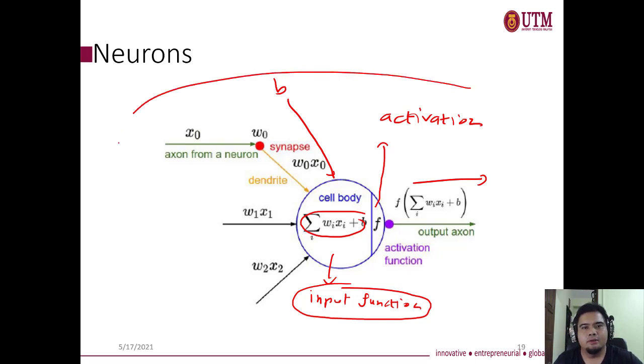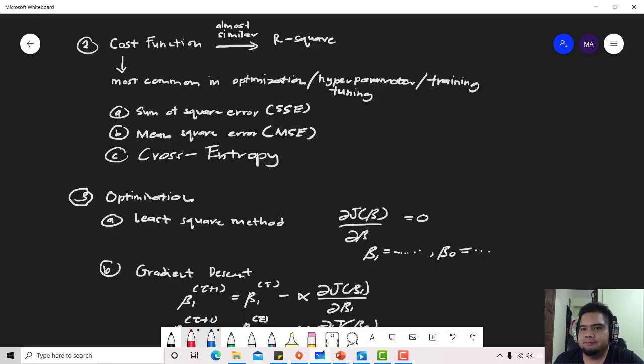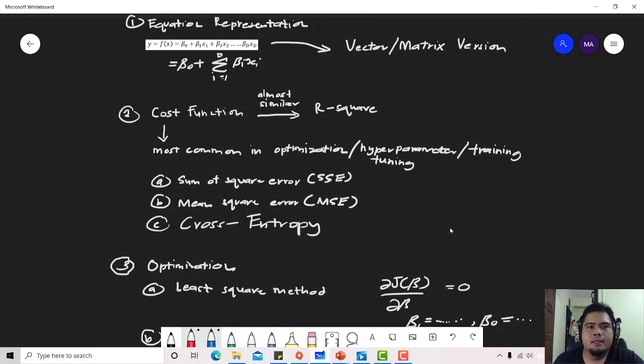Okay, this one is considered as your neuron, a single neuron, or in some books they call it a node. It consists of two functions. So how does this relate to the previous lecture? Let's go to our whiteboard here.